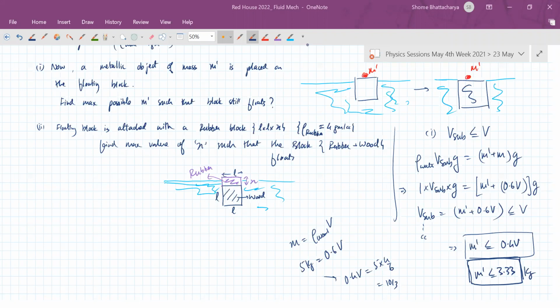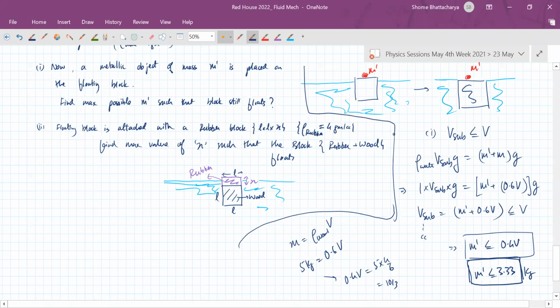Now the second case is somewhat different. This was the first case's solution. The second case's solution is somewhat different. Here you can see what is happening. You have more buoyancy available to you because the rubber part is also having a significant volume, and because the rubber is attached to the wood, it can be part of it.